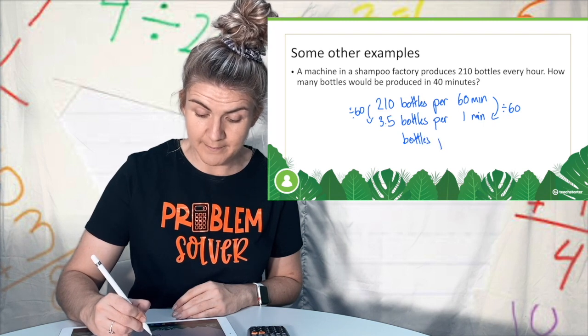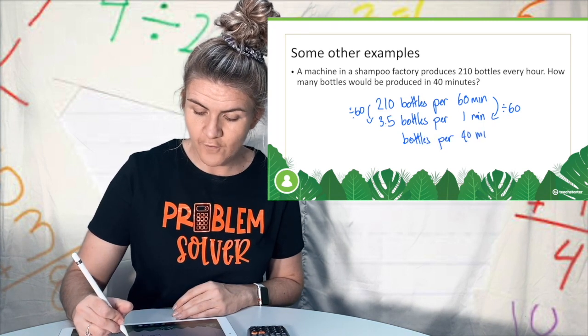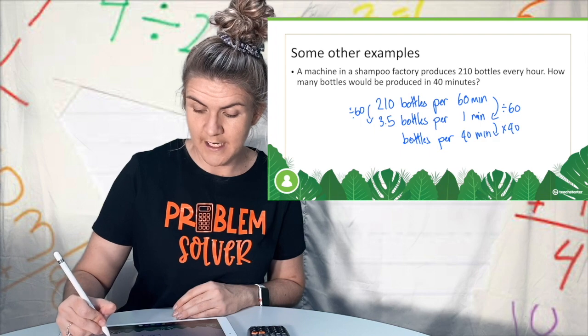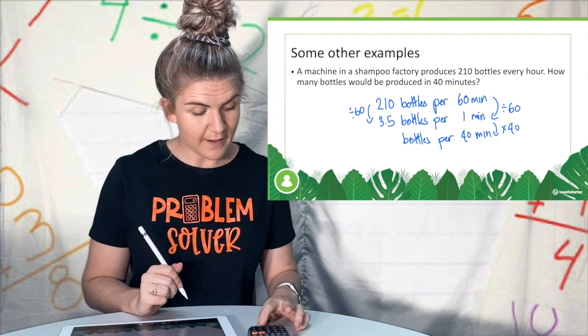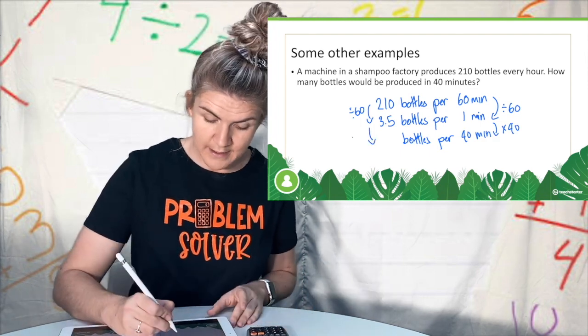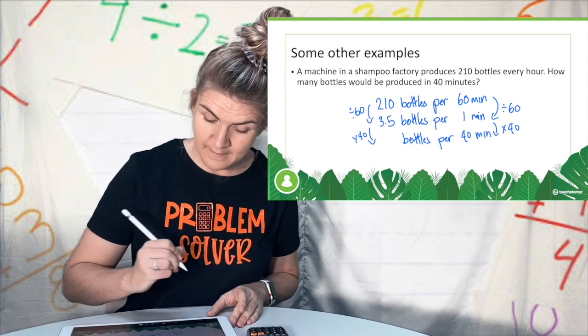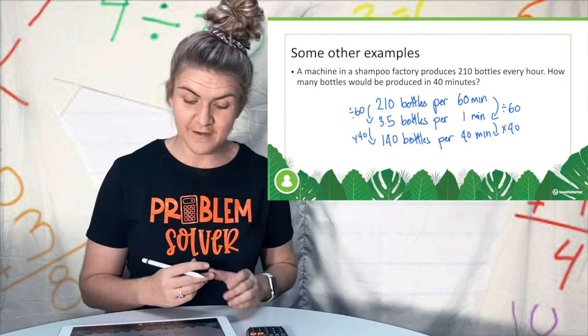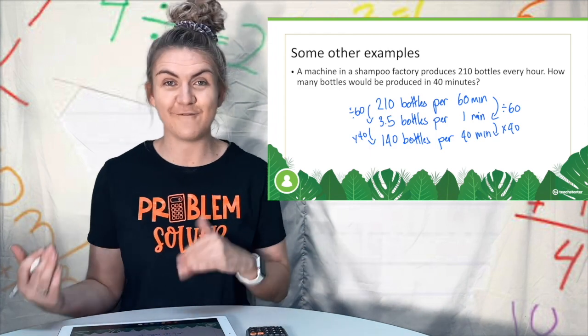Now I want to know how many bottles can be done in 40 minutes. So I'm going to times by 40. And 3.5 times 40 equals 140. So they can do 140 bottles in 40 minutes.